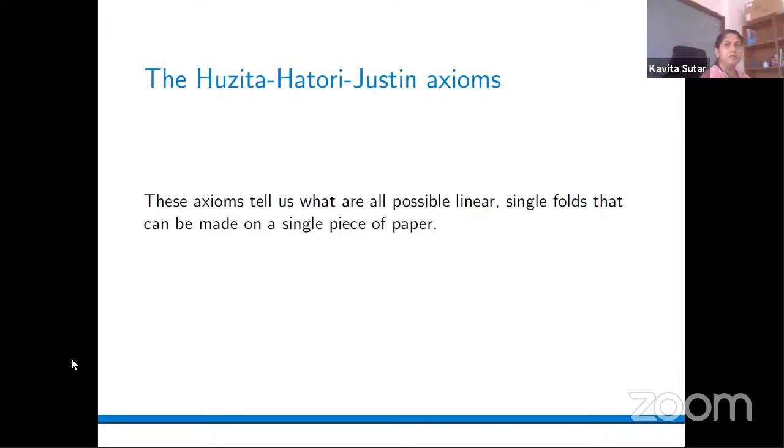Okay. So what I have here is a little piece of paper. This is transparent paper, so that you can see what I'm doing here. And I will put it on top of some colored paper so that you can see it clearly. So now what I want to describe are the Fujita-Hattori axioms. Let's look at the first axiom here.